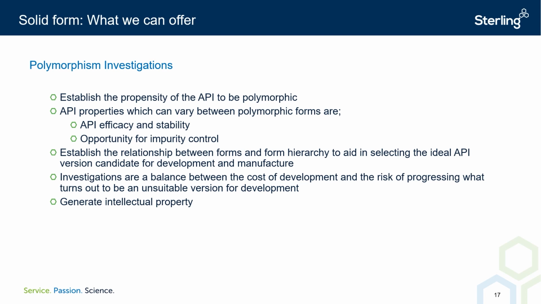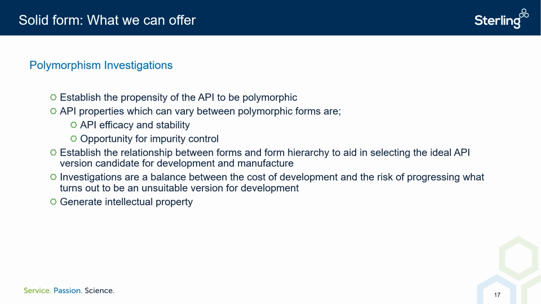The API efficacy and both chemical and form stability can vary depending upon the physical structure of the API. Identifying a suitable crystallization that affords a given API version could provide an opportunity for impurity control. By understanding the physical properties of a range of potential solid form candidates, we can understand the relationship between different forms to establish a form hierarchy. We can then recommend the ideal API version candidate to progress and succeed through API manufacture and subsequent drug product manufacture with required efficacy and stability.